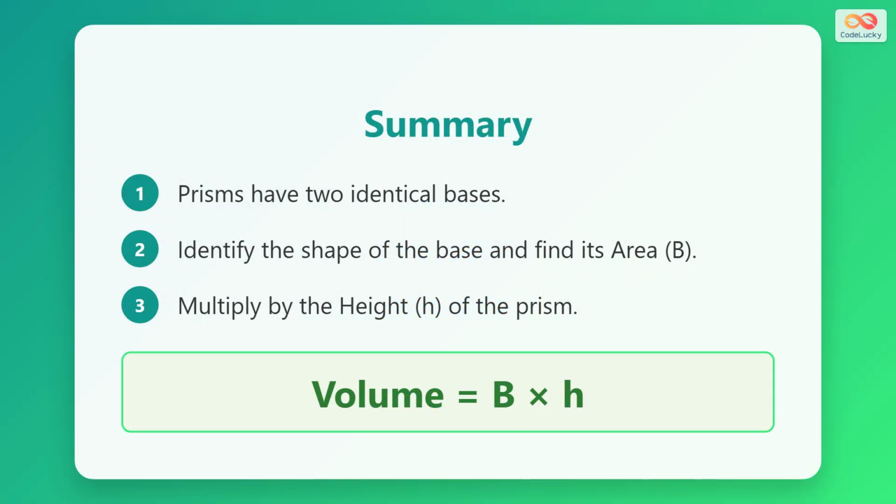To summarize, prisms have two identical bases. To find the volume, step 1 is to identify that base shape and calculate its area. Step 2 is to multiply that area by the height of the prism. Just remember, volume equals base area times height.